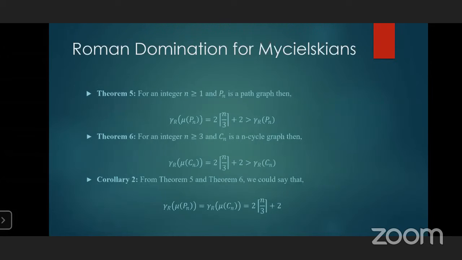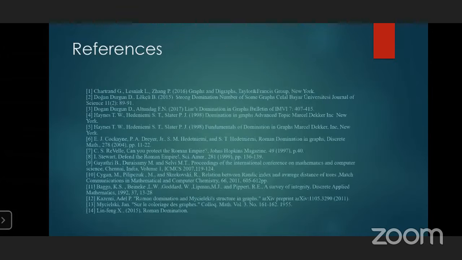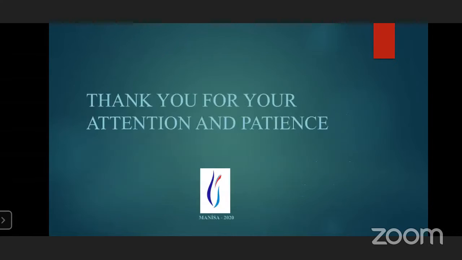In Theorem 6, we also showed the Roman domination number of the Mycielski-constructed cycle graph, and we compare it with the Roman domination number of the cycle graph also. As a corollary from Theorem 5 and Theorem 6, we could say that they are equal, and they are equal to this equation here. These are our references, and thank you for your attention and patience.